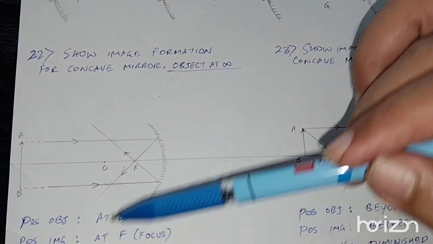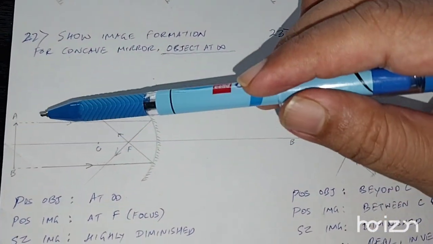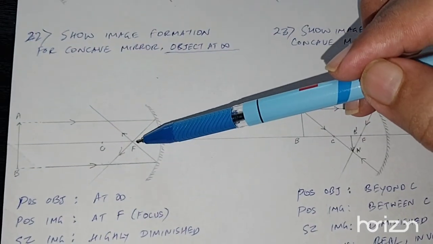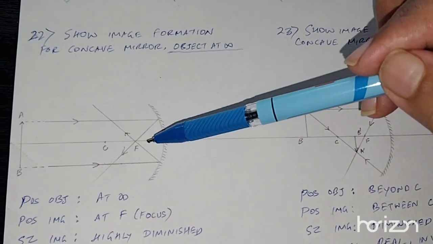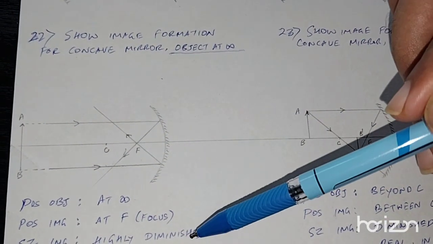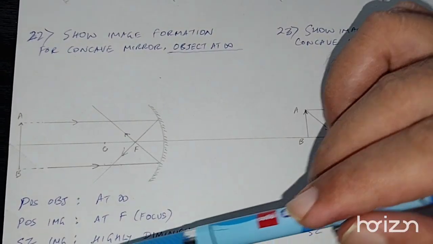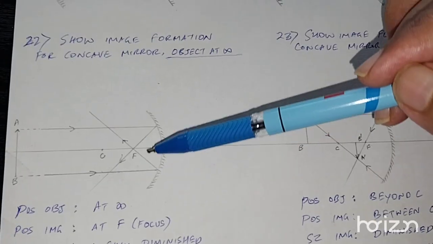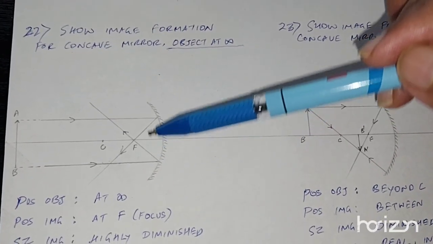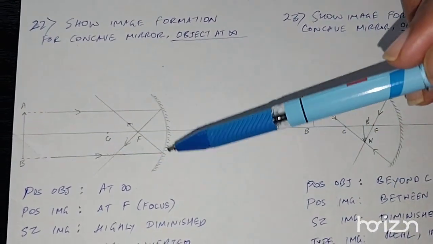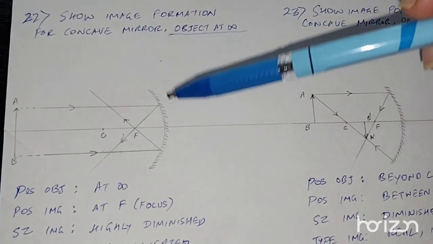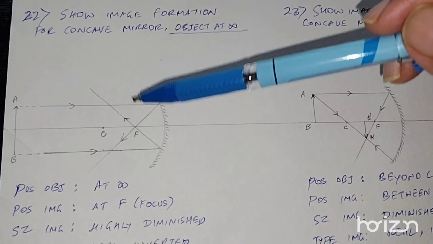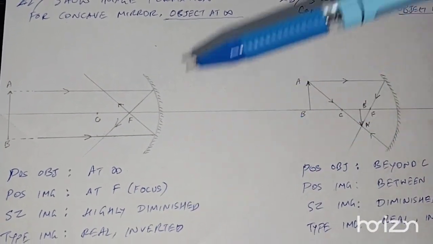The size of the image is highly diminished because the image of A is getting formed at F and the image of B is also getting formed at F, so it is very small, highly diminished. Type of image: if you put a paper or a screen at F, you can capture it. So it is real and it's inverted, because B has gone up because of reflection and A has come down because of reflection. So it is real and inverted.